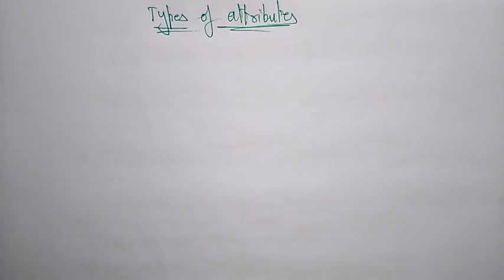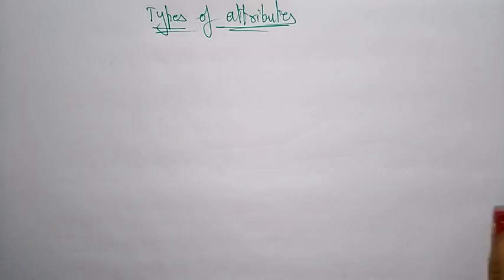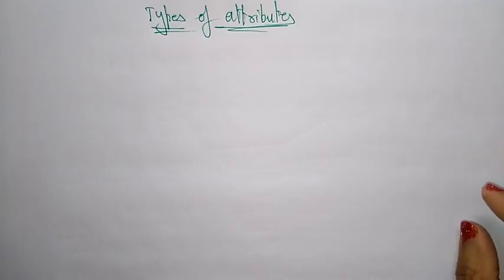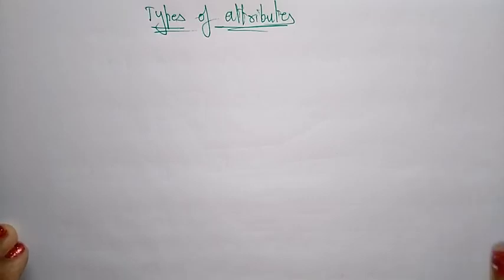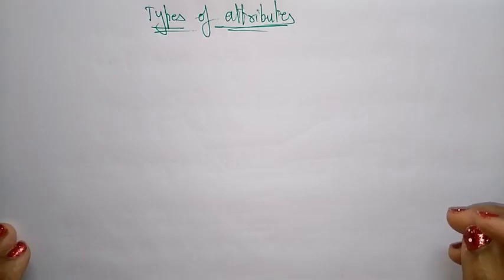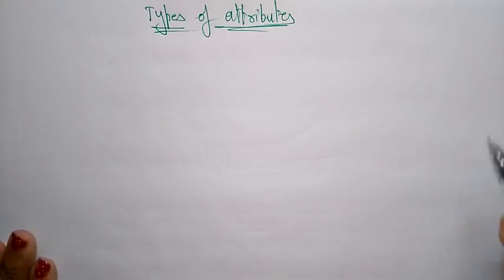Hi students, let us continue with the topic attributes. In the previous video I explained what an attribute is. Before explaining attributes, I explained entity, entity set and entity type. Now let us see different types of attributes.